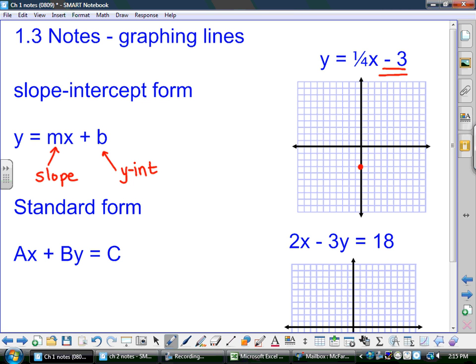The slope is how you're going to move from that beginning point. So if the slope is 1/4, we'll go up 1 over 4 and put our next dot. Up 1 over 4. You can also go in reverse, down 1, and backwards 4.